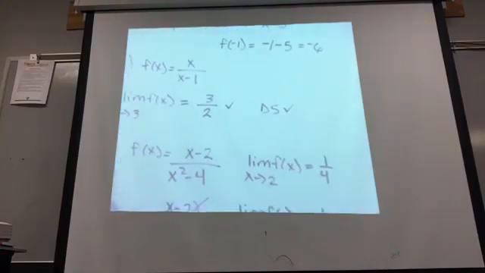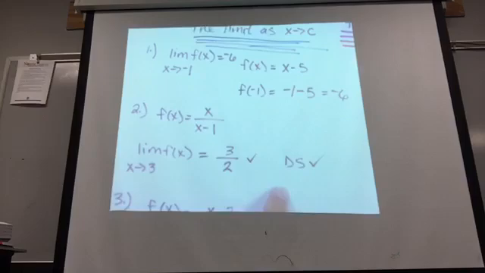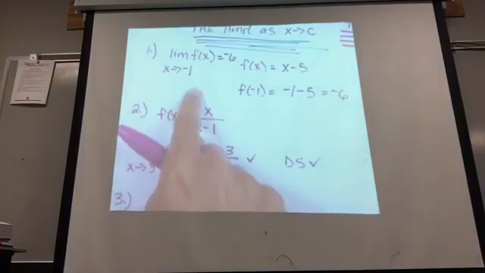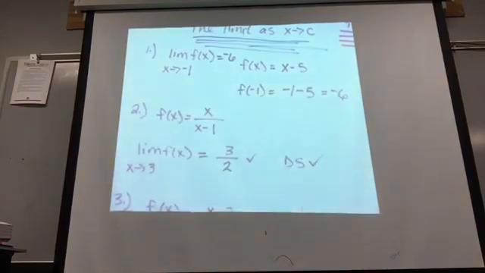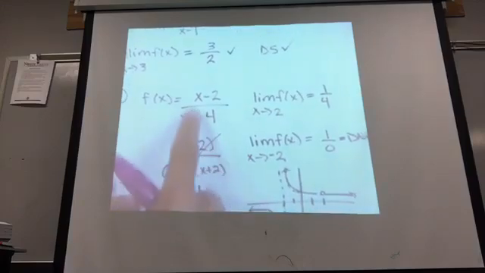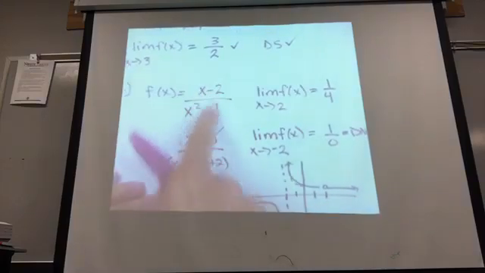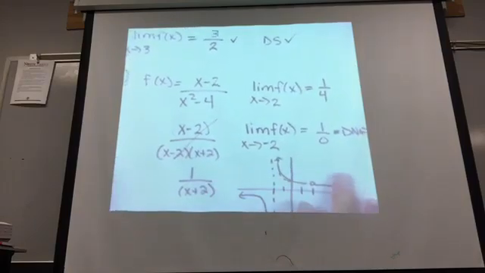With topic 10, looking at the limit as x approaches c. And so yesterday we looked at methods of evaluating a limit at a specific x value. If I can plug in an x value, that's going to tell me my answer. Sometimes though, like on number 3, I'll need to simplify the function first by factoring, and then I can plug in my value.